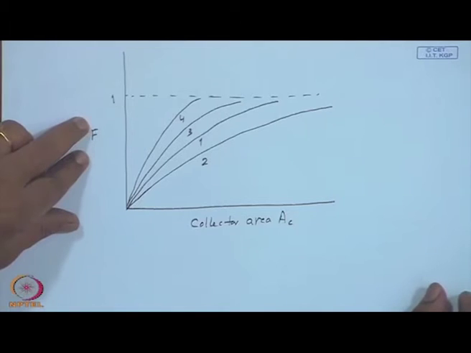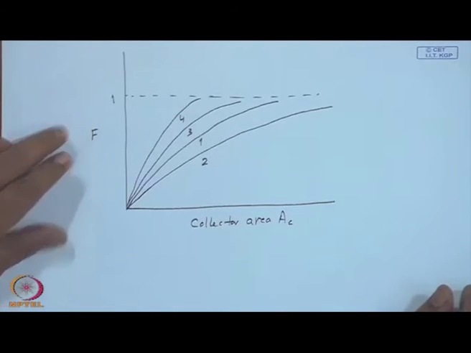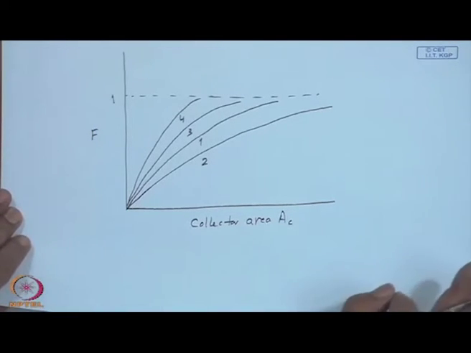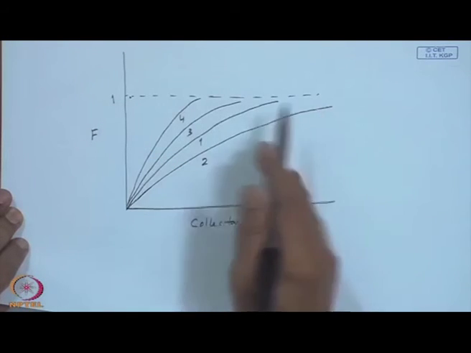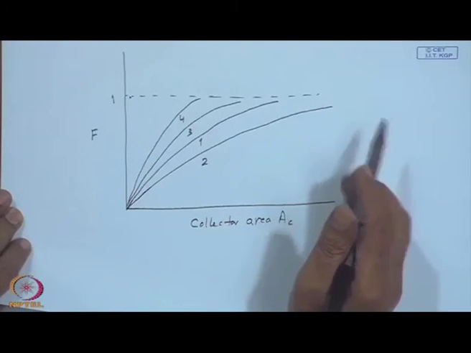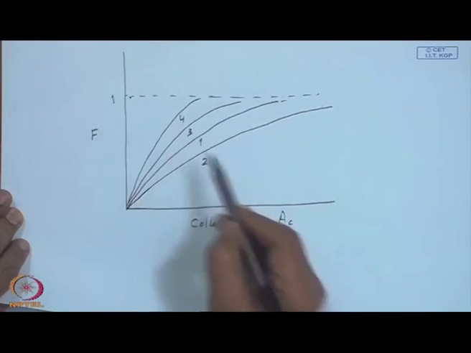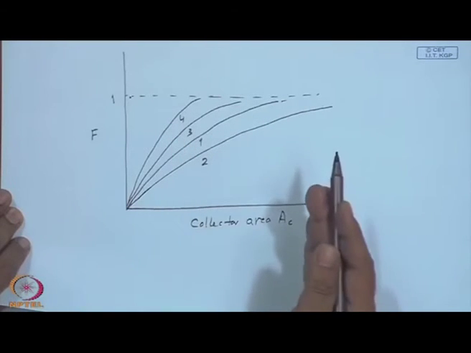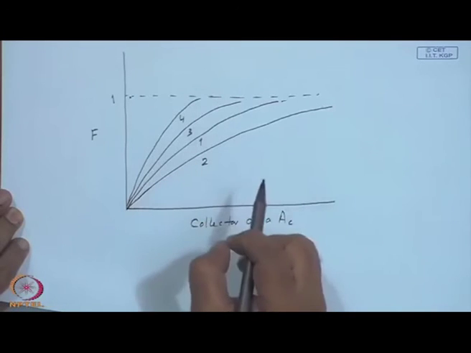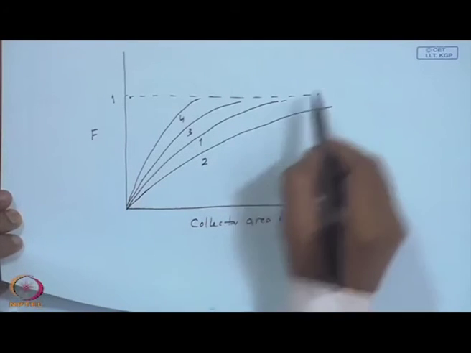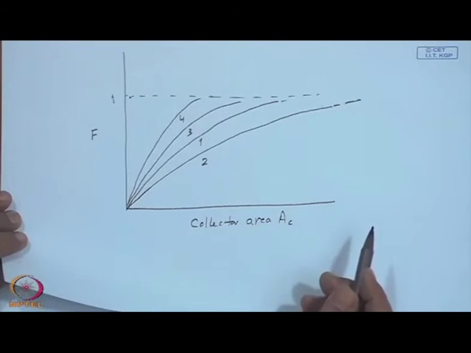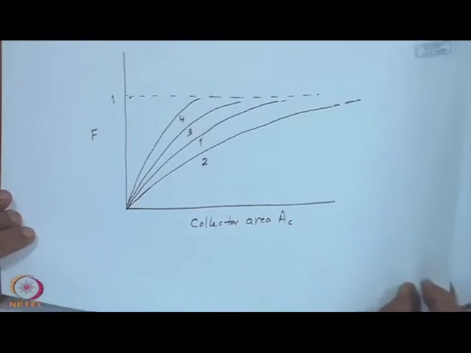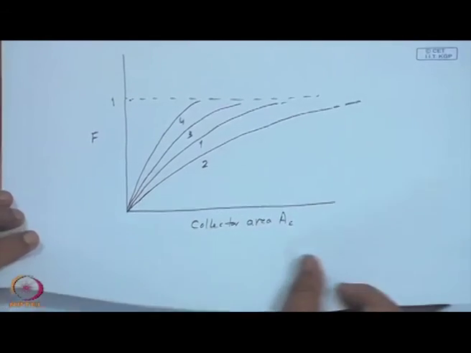So, this is my solar load fraction. If the total load in the year is completely met by the solar energy system, it will be equal to unity, and it will approach unity for pretty large areas, because without an infinite storage, you may not be able to meet all the load throughout the year. So, it will reach 0.9995 and may not be 1 all the time. Okay. So, this is the nature of the curve.